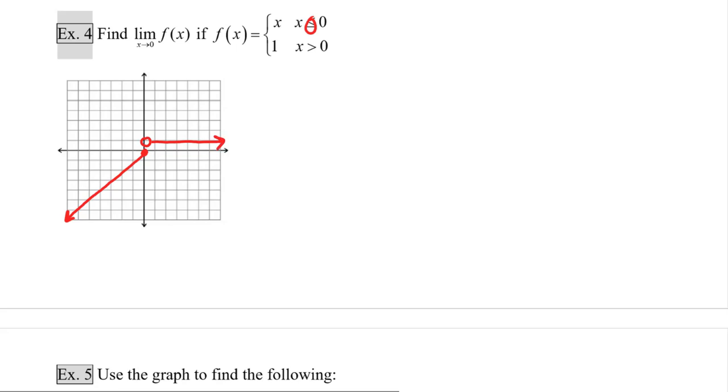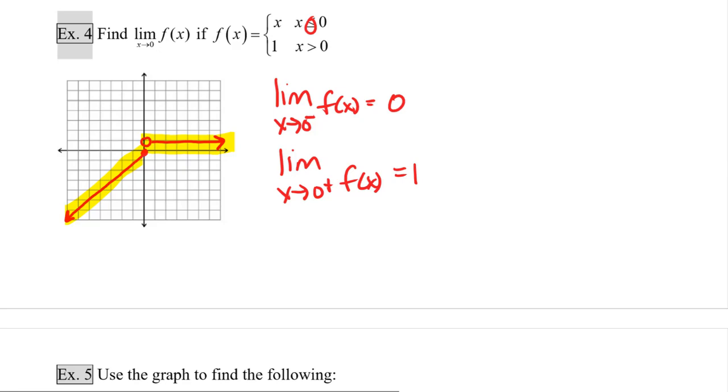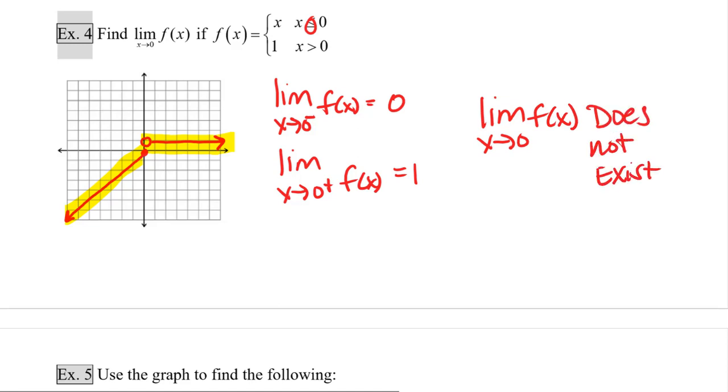So if we were going to find the limit as x approaches 0 from the left of f of x, you can see that we are approaching the y value of 0. And if we were going to find the limit as x approaches 0 from the right of f of x, you can see that the y value you're approaching is equal to 1. So since the left side limit and the right side limit don't equal each other, then we say that the limit as x approaches 0 of f of x does not exist. And we say DNE for short.